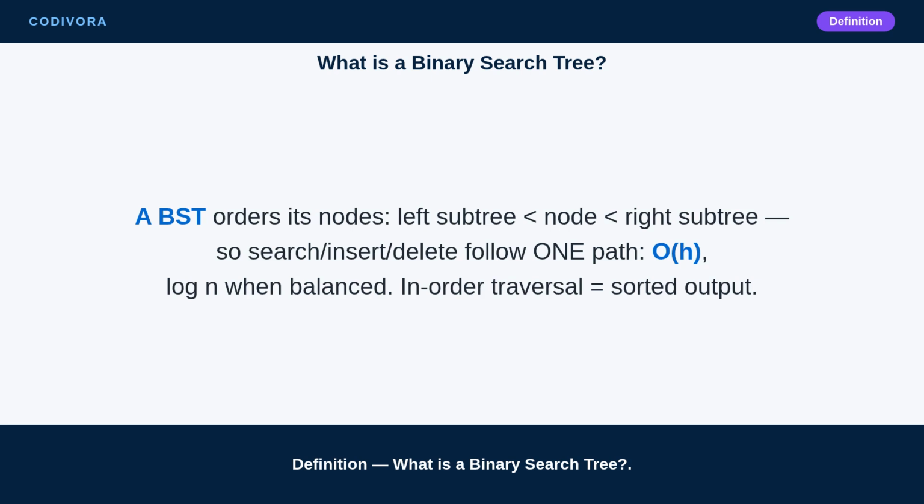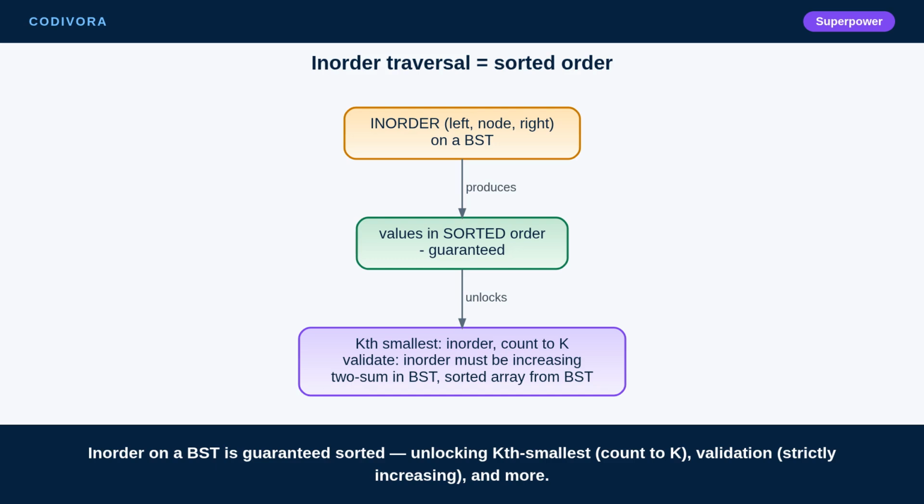And an inorder traversal walks the values in sorted order. That's the BST signature. The superpower. Inorder traversal, left, node, right, on a BST visits values in sorted order, guaranteed. Say that sentence, and half the problem set unlocks. Kth smallest element. Run inorder, count to k, stop.